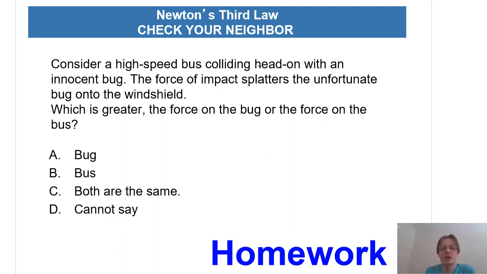A bus collides with a bug. The force of impact splatters the bug. Which is greater, the force on the bug or the force on the bus? Would you believe that it's both the same? It's the same on both. Now, how can that be? How can it be that the force is the same on the bug as on the bus windshield, but it's the bug that splatters?